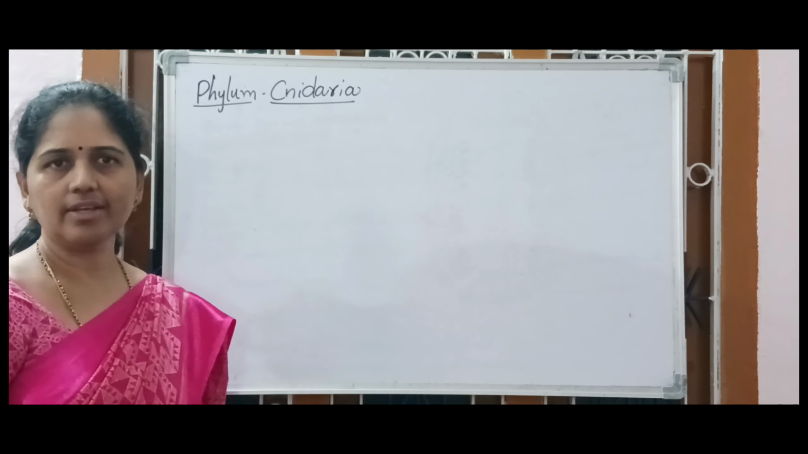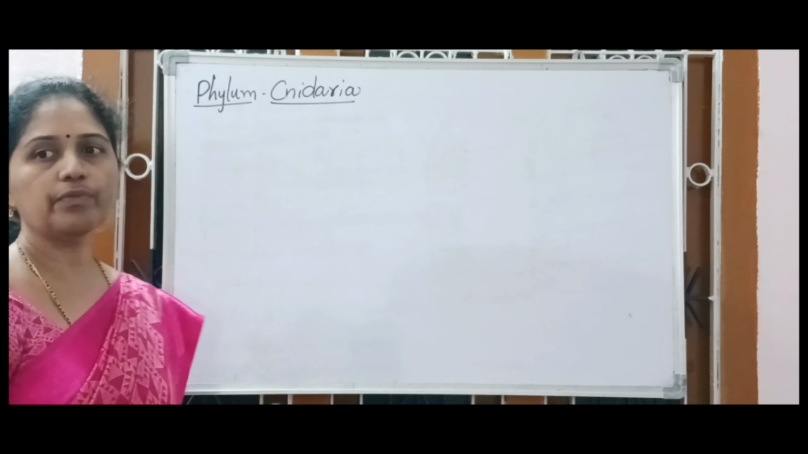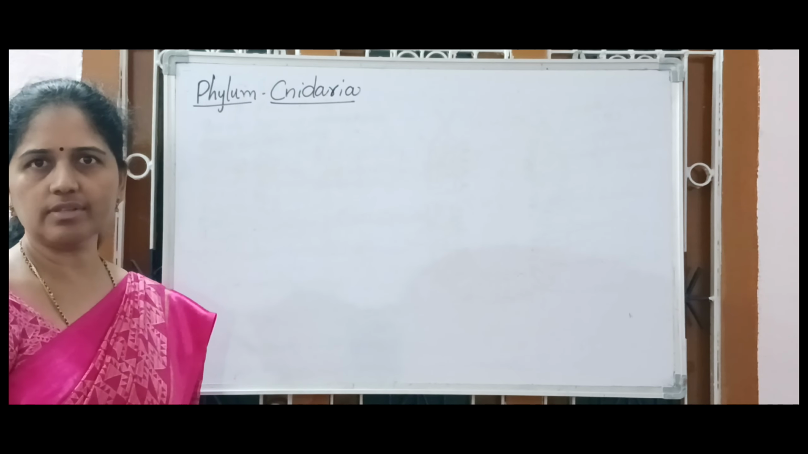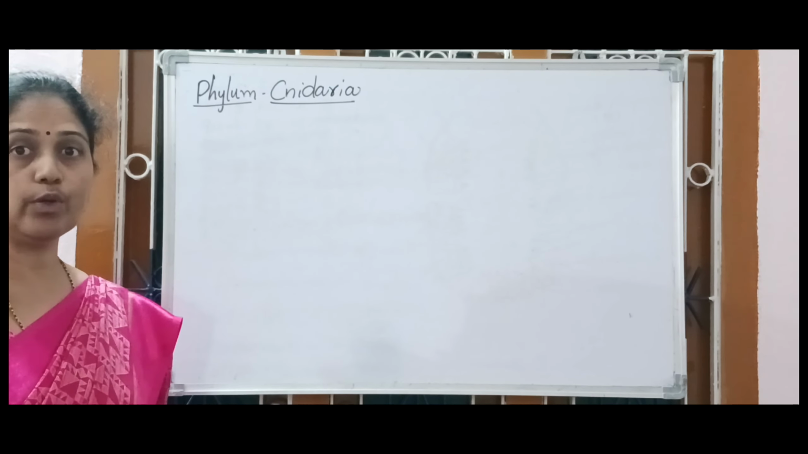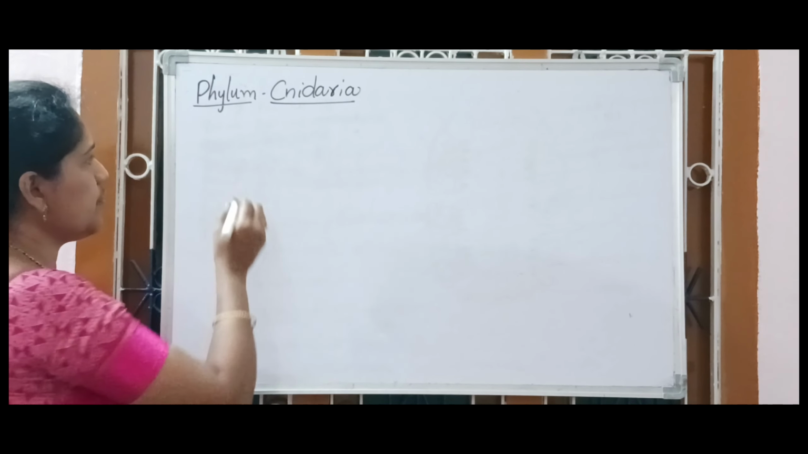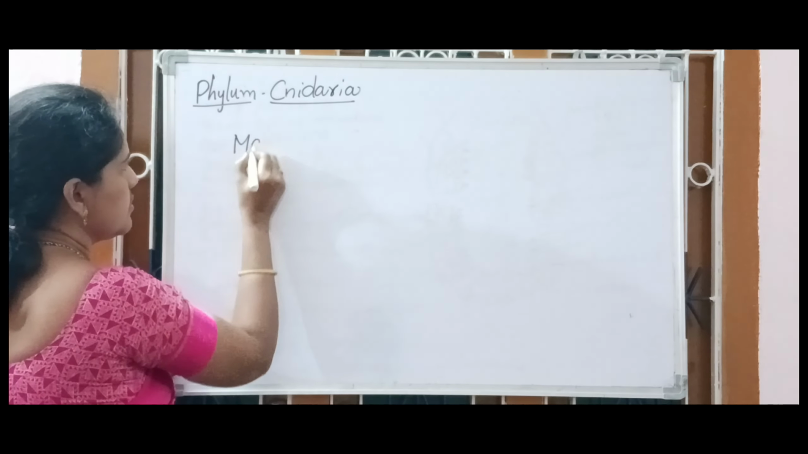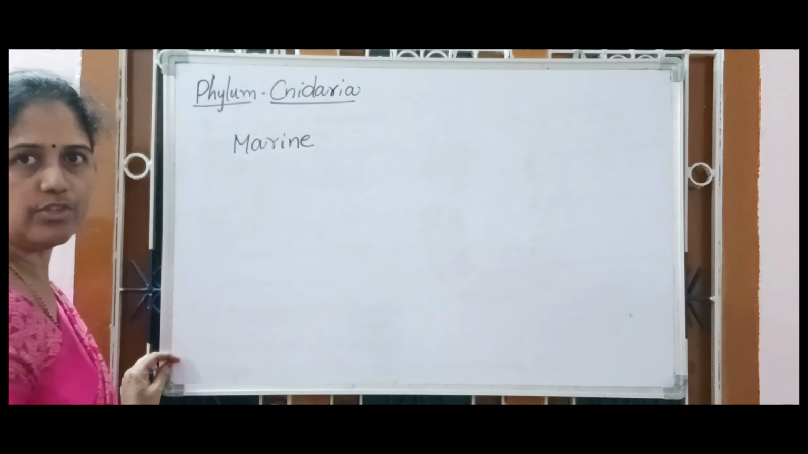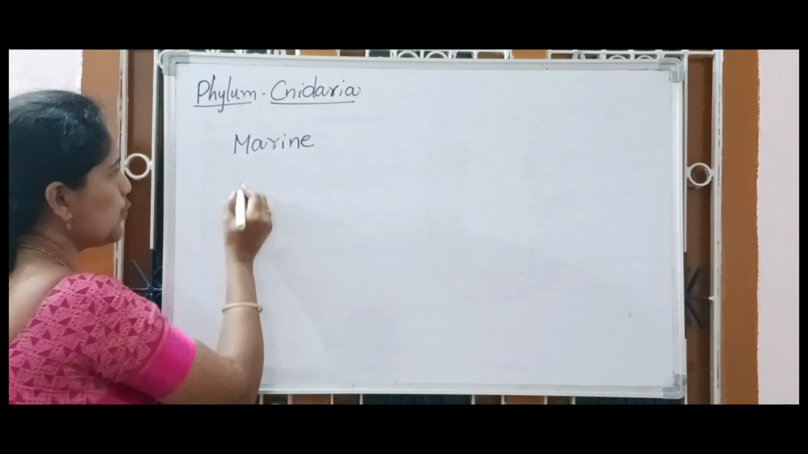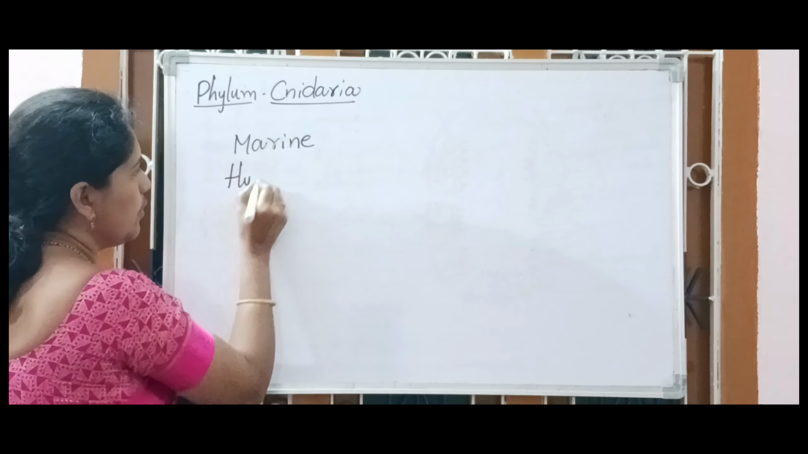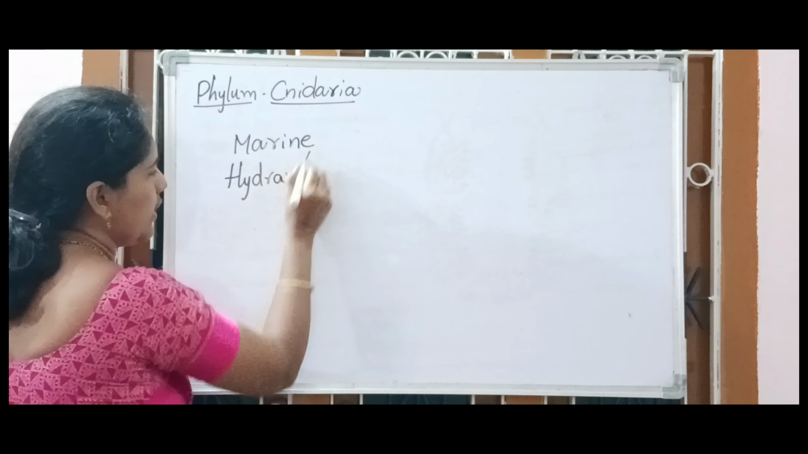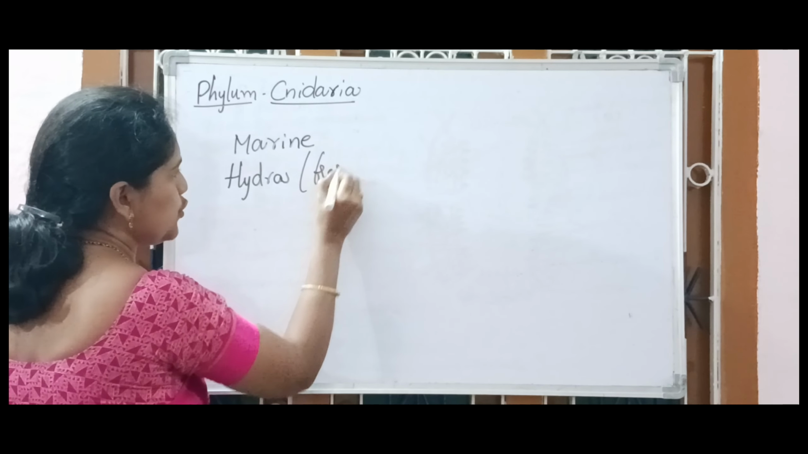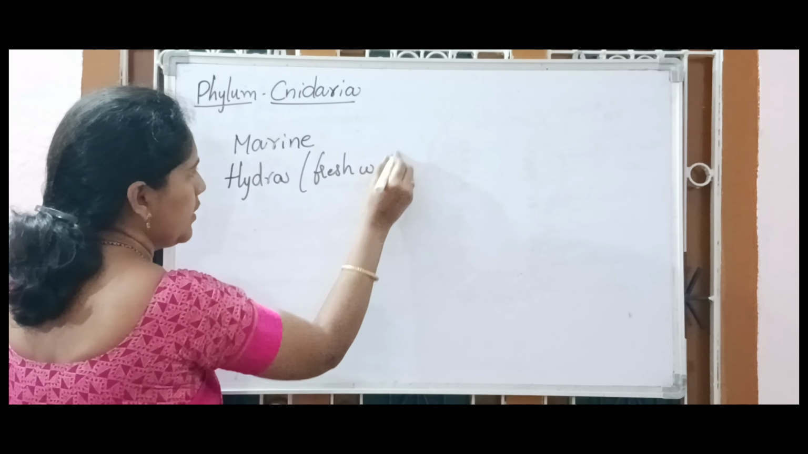Hello everyone. Today we are going to study the characteristics of the phylum Cnidaria. Where do they live? We will learn about the habitat. Most of them are marine animals and live in a marine habitat. Only Hydra lives in fresh water, that's why Hydra is called the freshwater polyp.